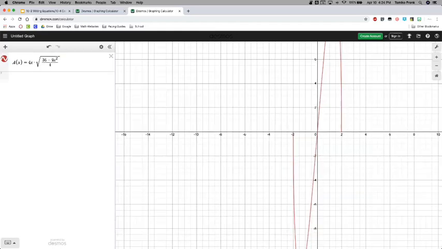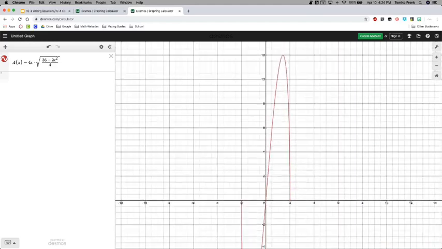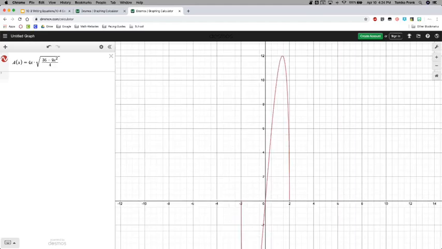We didn't care about the negative parts down here because we were using this curve to represent area and half of the base. We're not going to take any of those lengths as negative values, so we're just focusing really on this area of the curve.